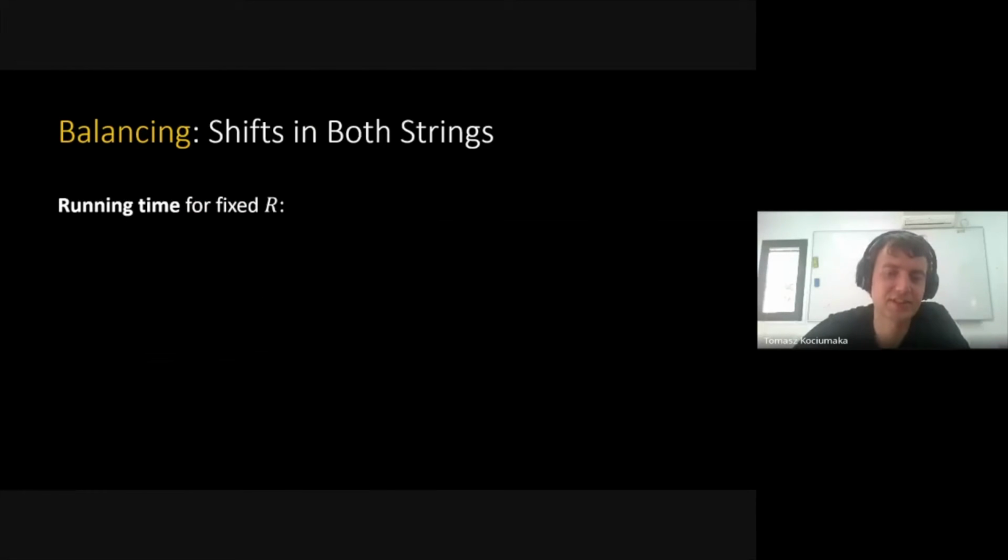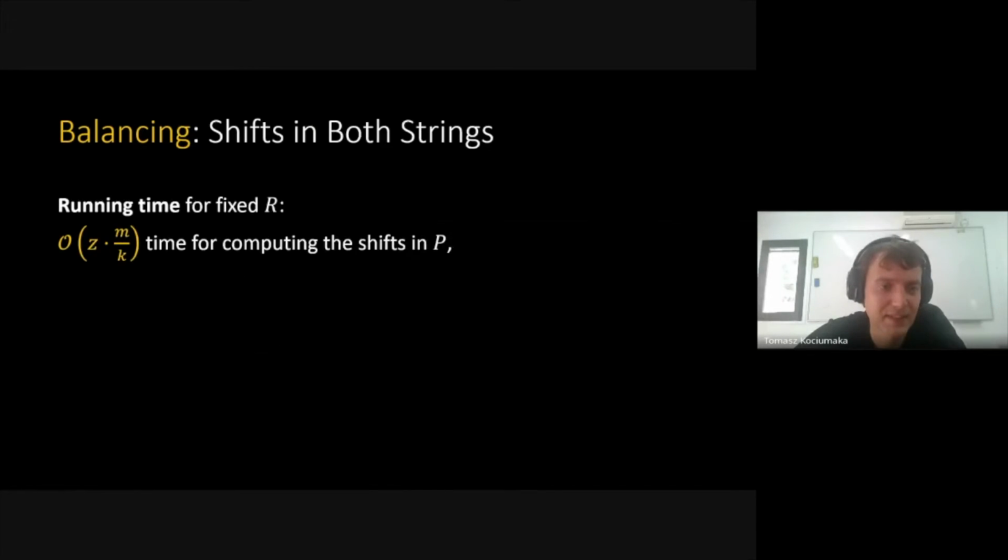Calculating the running time is a little bit more challenging, so we need to do it in 3 steps, more slowly. First of all, we have computing the fingerprints for shifts in the pattern. We have z of them, and for each of them, we just naively consider each sampled position, m over k of them in expectation. So that's the first term.